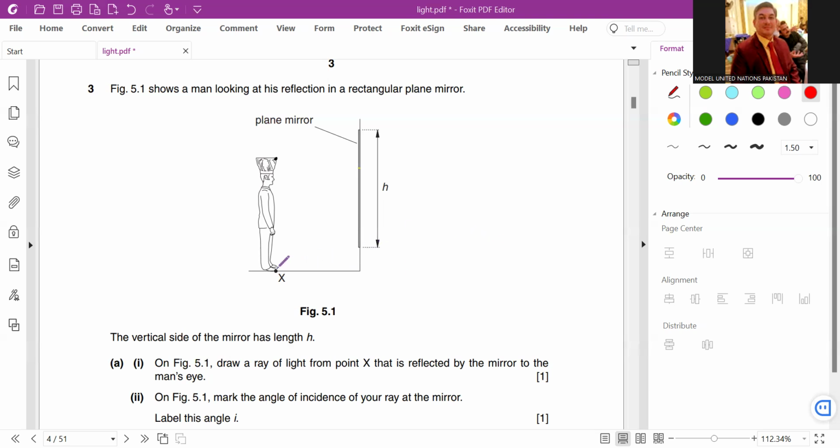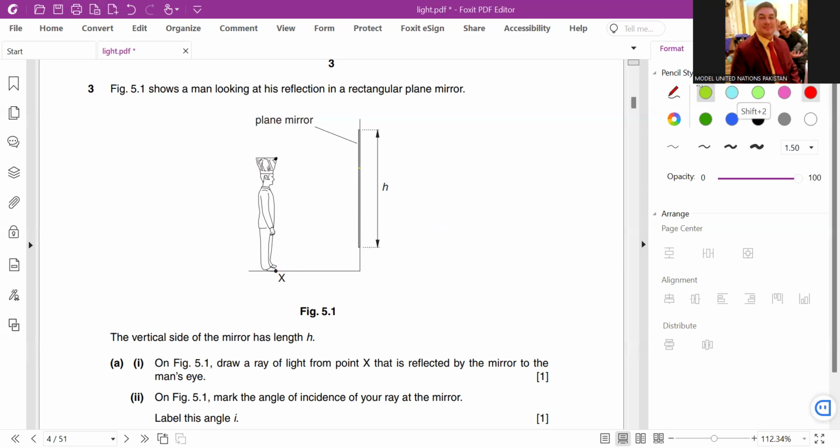The second point is that the image is opposite to the object. The third point is that the image distance from the mirror is equal to the object distance from the mirror. The fourth point is that the line joining image and object is perpendicular to the surface of the mirror. So, from the mirror to the point X.